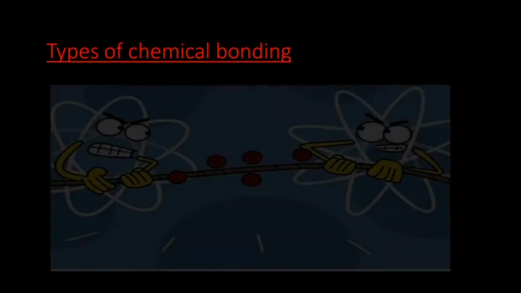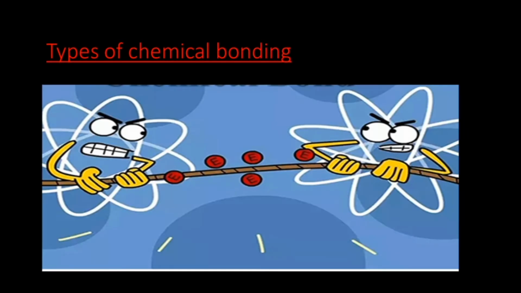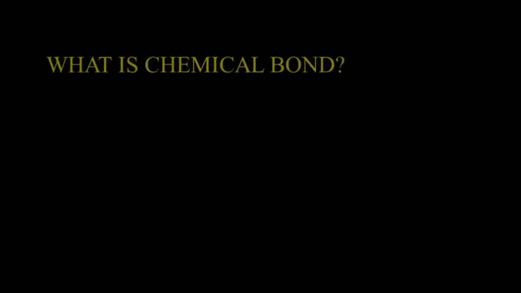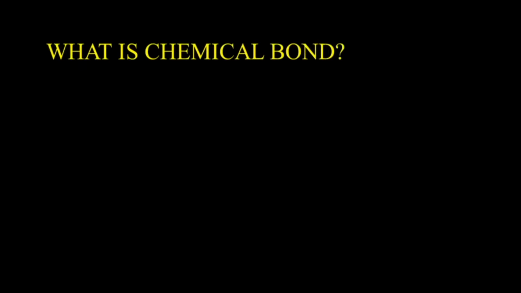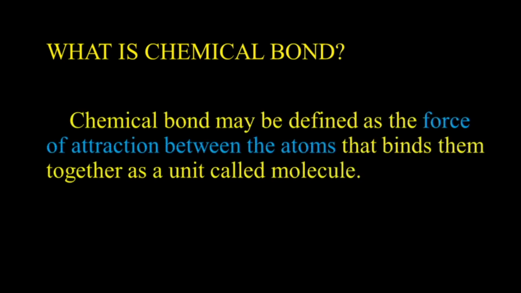Before we enter into that topic, let me recall what a chemical bond is. Anybody ready to tell the answer? What is a chemical bond? It is the force of attraction between the atoms that binds them together as a unit called a molecule. If atoms are held together by an electrostatic force, that is called a chemical bond. The attractive force which holds the atoms together is called a bond. That is a 1 mark question.